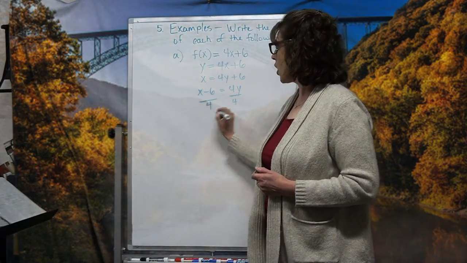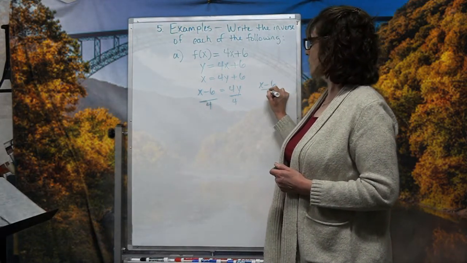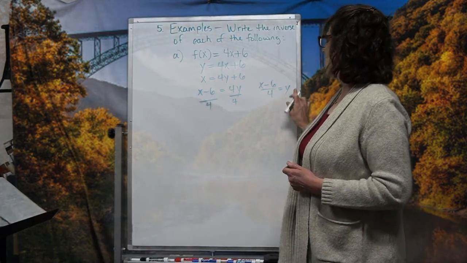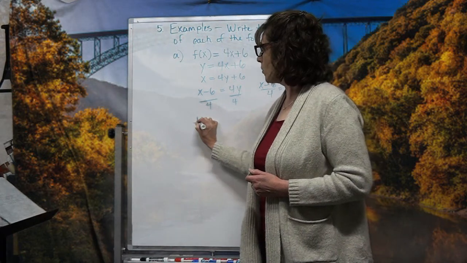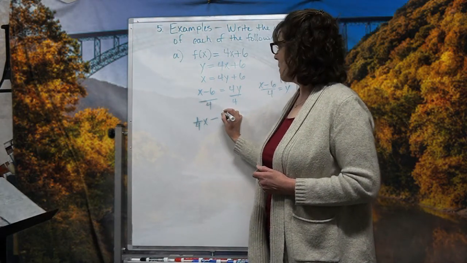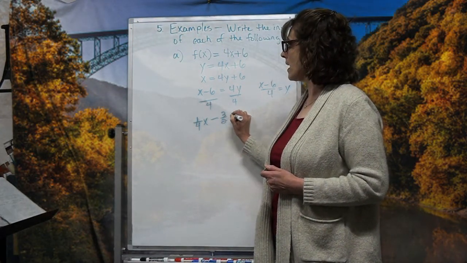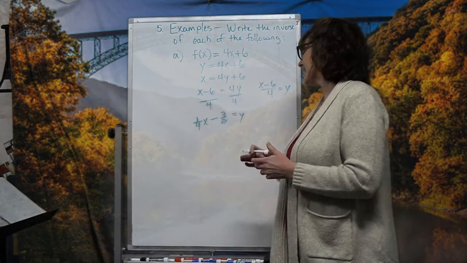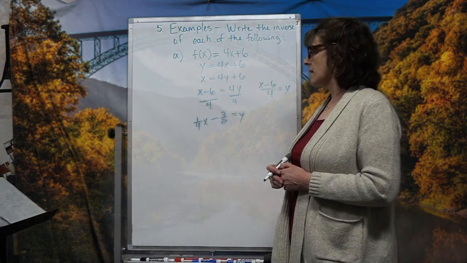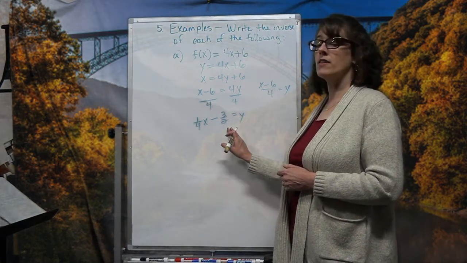Now, I could just call it x minus 6 over 4 equals y, but most textbooks, most instructors want us to go ahead and separate that out and call it 1/4 x minus 6 over 4 reduces to 3 halves. You'll see why in a minute, why that helps. Actually, either way is perfectly fine. I can leave it like this, I can leave it like this.